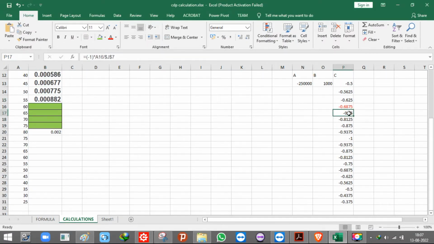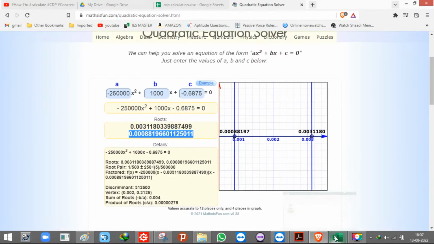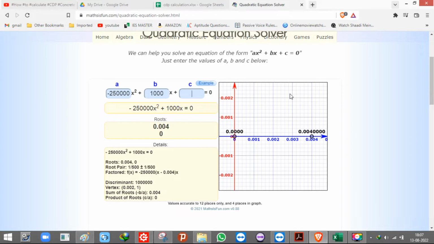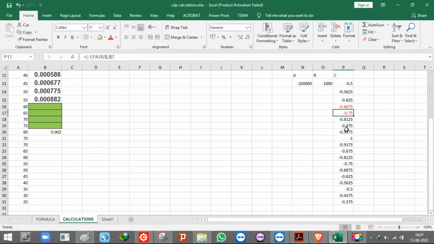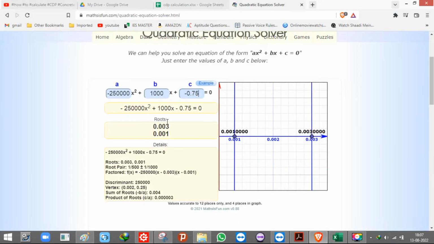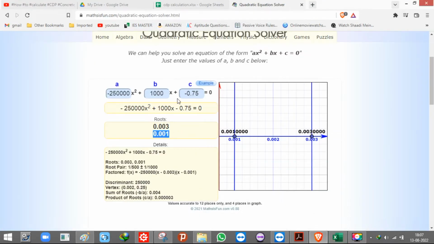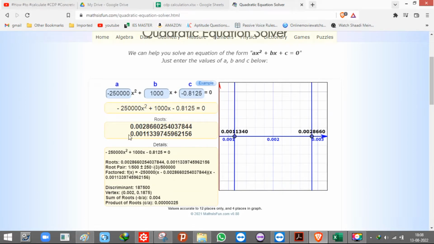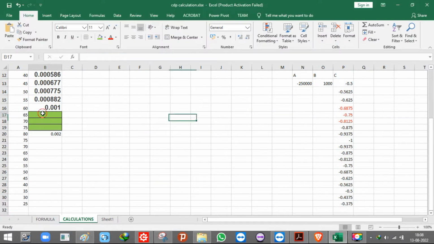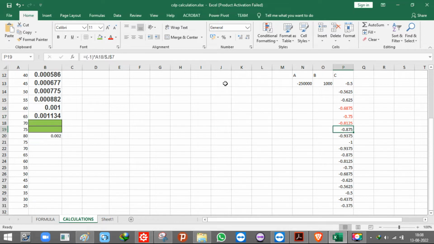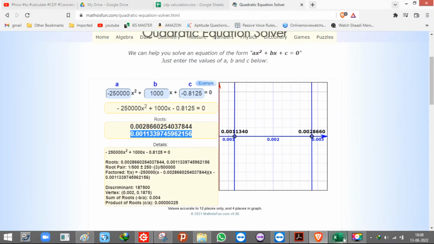And next is this value, so I'll mark it red and paste it over here. Sorry, may not have copied. 7, 5. Yeah, this is the value I'm getting. Mark it red and copy it. All the values which are less than 0.002, I'll take those values only. Mark it red and copy it.